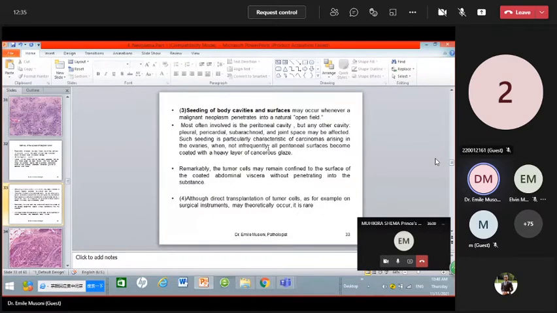For example, you can find a tumor of the stomach which metastasizes to the ovary. This one passes through the peritoneal fluid. They say remarkably, the tumor may remain confined to the surface of the coated viscera without penetrating into the substance.